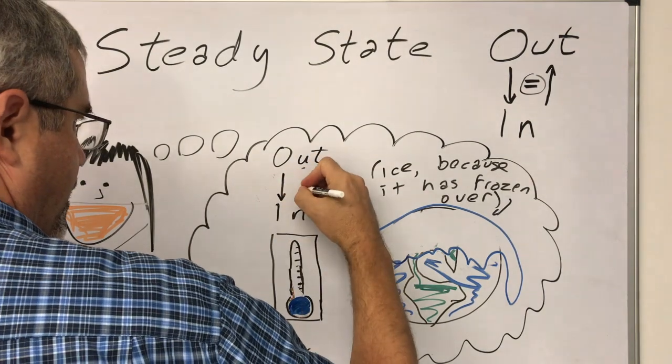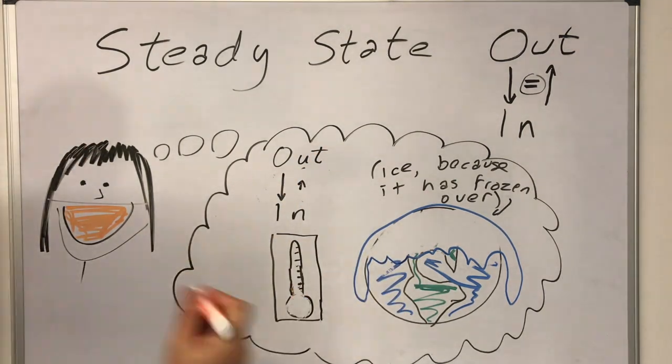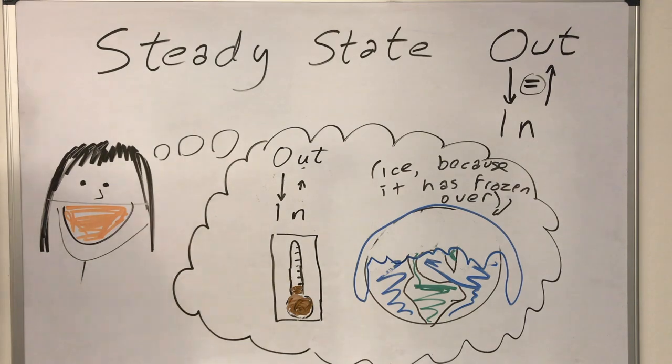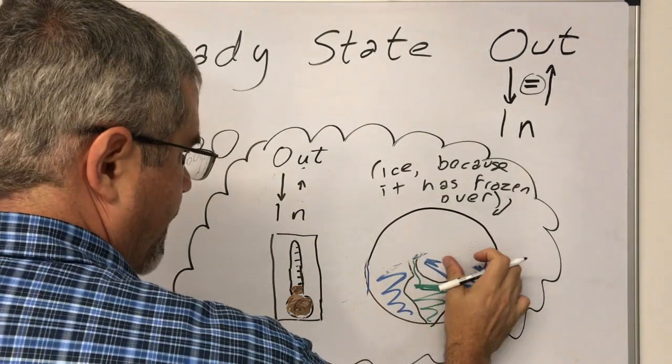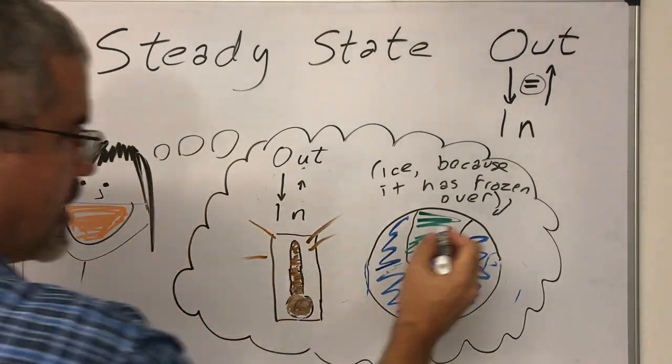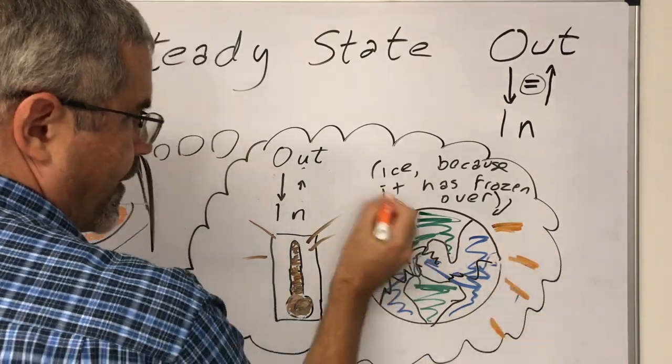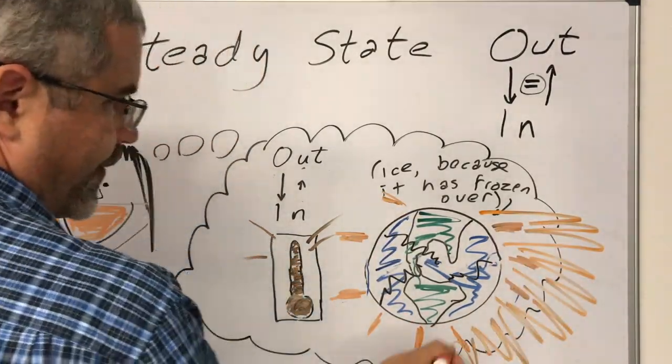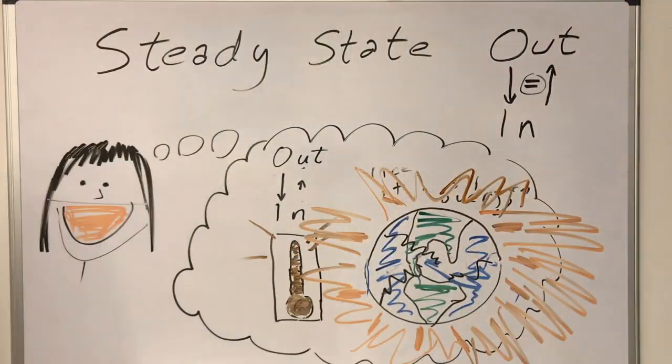On the other hand, if you absorb more energy than you emit, then you'll warm up. So if there's more going in than going out, then it's going to warm up. And if the planet keeps heating up and heating up and heating up without any stop, then eventually it will explode.